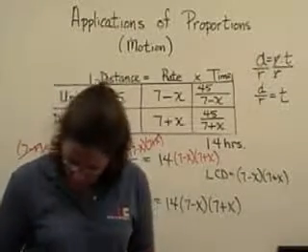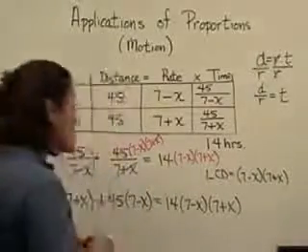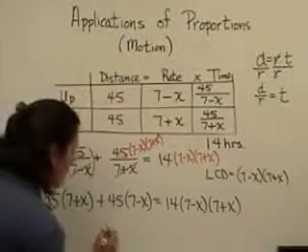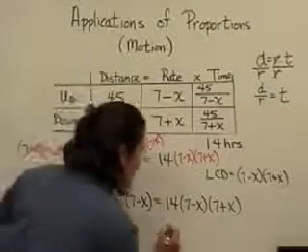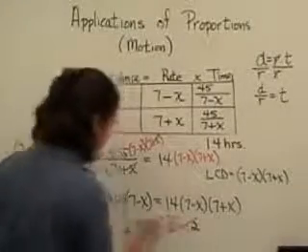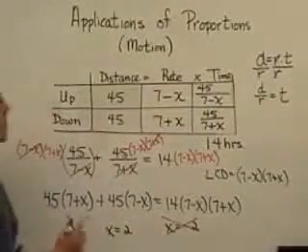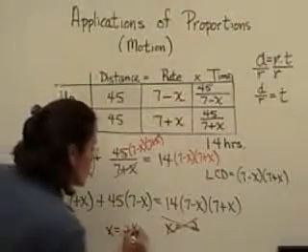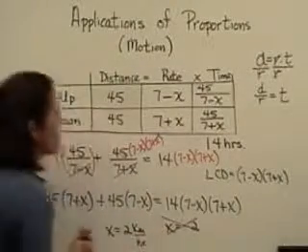It turns out that the answers to this problem are x equals 2 and x equals negative 2. You need to remember to tell me that this answer is no good and that the answer for this problem is 2, and it's 2 kilometers per hour, and that is the speed of the current.